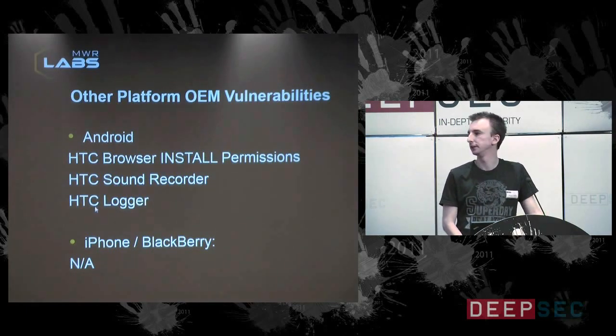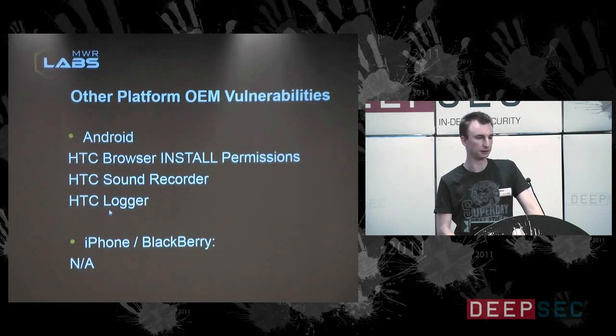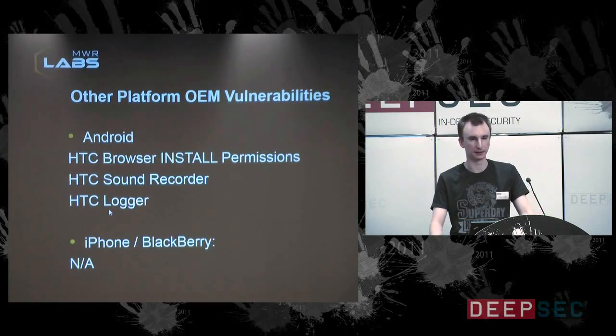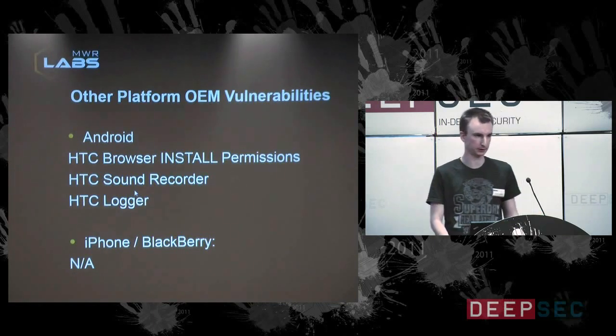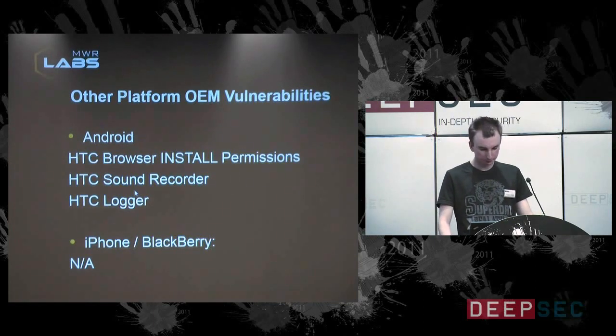And then finally, the HTC Logger as well. This has made the news recently, where they've been tracking quite a large amount of information from the end user. Privacy critical information. So I thought about applying this to Windows Phone 7 to see what OEM vulnerabilities were actually introduced.